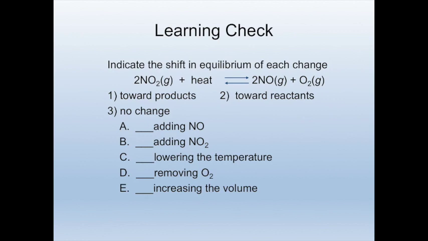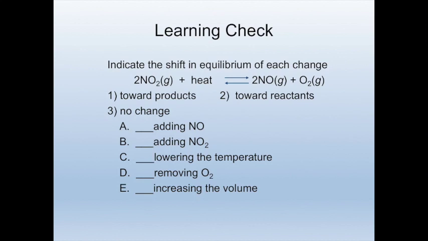So here is a learning check using the breakdown of nitrogen dioxide with heat to nitrogen monoxide and oxygen gas. So indicate how the equilibrium will shift in light of each change. If you add NO, it is a product, so it will shift the reaction towards reactants. If you add NO2, that is a reactant, so it will shift the reaction towards products. If you lower the temperature, that removes heat from the system, which will reduce the rate in the forward direction and shift the reaction towards reactants.